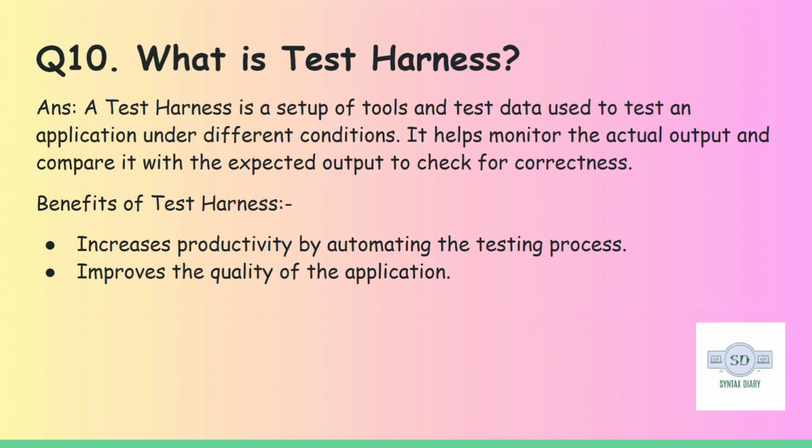What is test harness? A test harness is a setup of tools and test data used to test an application under different conditions. It helps monitor the actual output and compare it with the expected output to check for correctness. Benefits of test harness: it increases productivity by automating the testing process, and it improves the quality of the application.